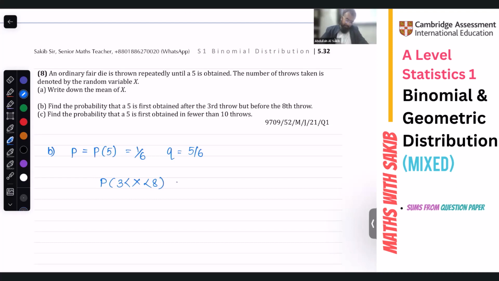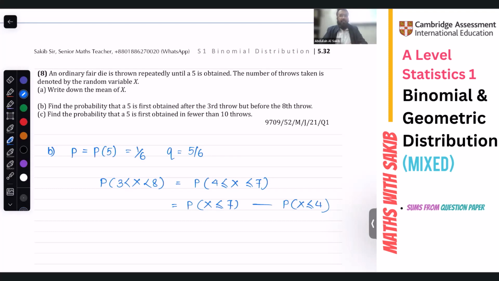So what does it mean? Can I write like this? More than 3 means what? 4, 5, 6, 7. Right? So it will be the probability of x is more than or equal to 4, less than or equal to 7, isn't it? So can I do like this? Probability of x less than or equal to 7 minus x less than or equal to 4. Yes.